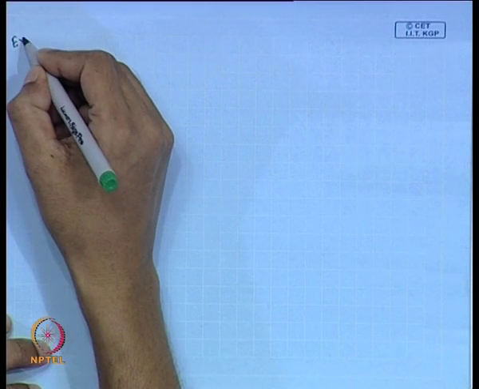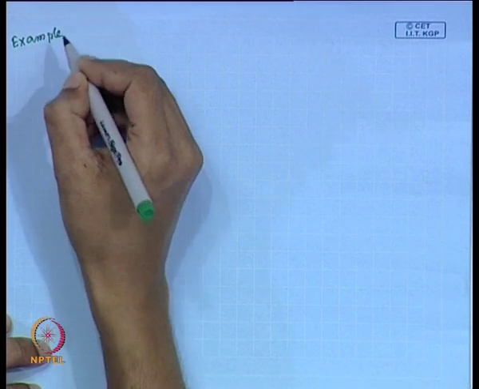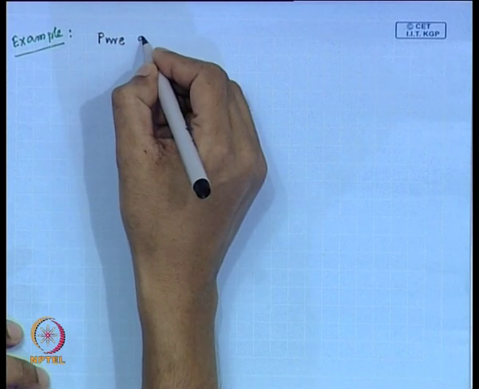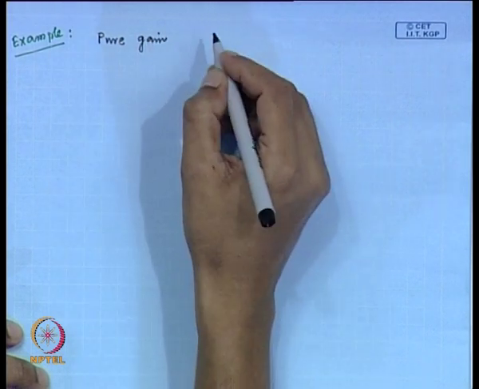Now, we will take different examples and we will try to make the Bode plot. So, first we will take a pure gain element. We will make the Bode plot taking different examples. First, we will consider a pure gain element.